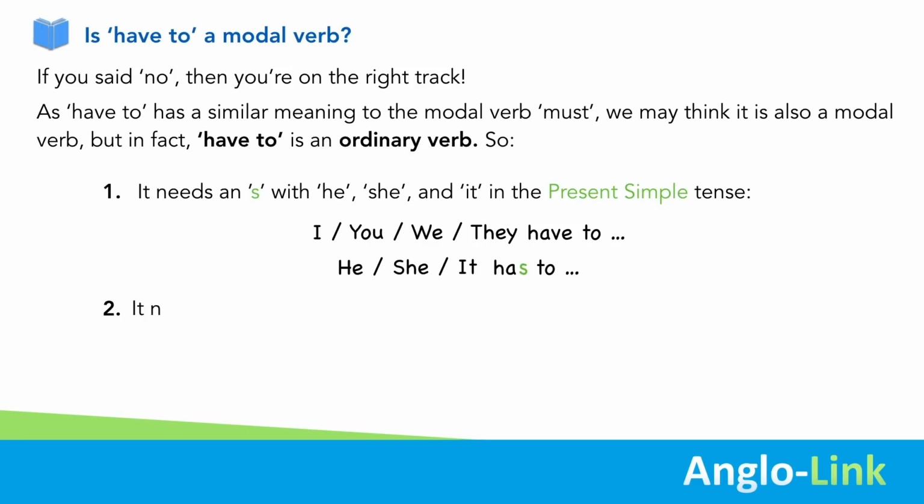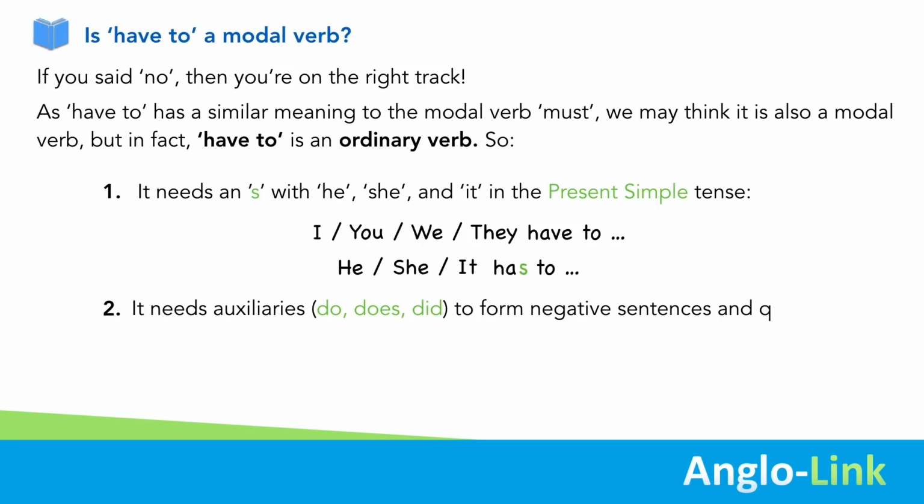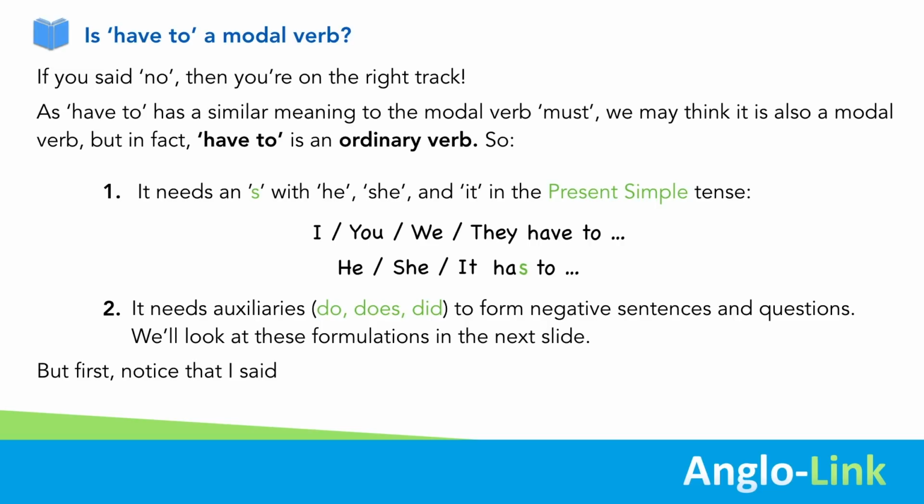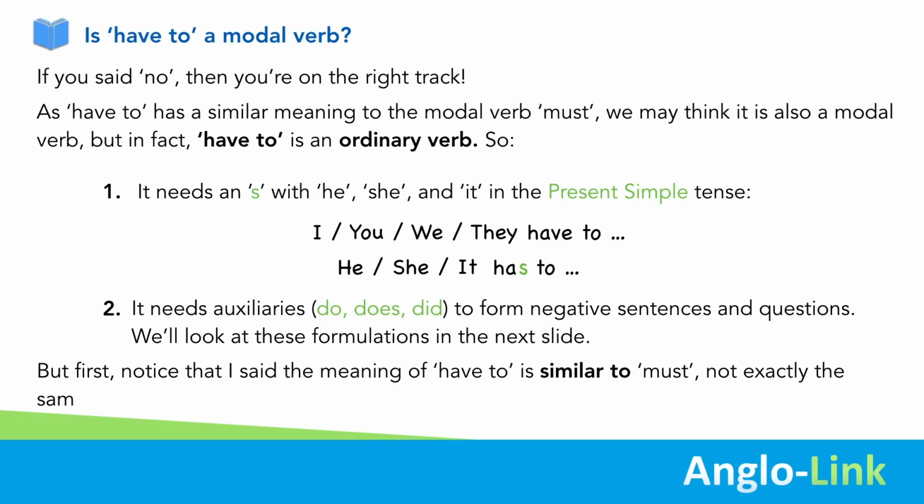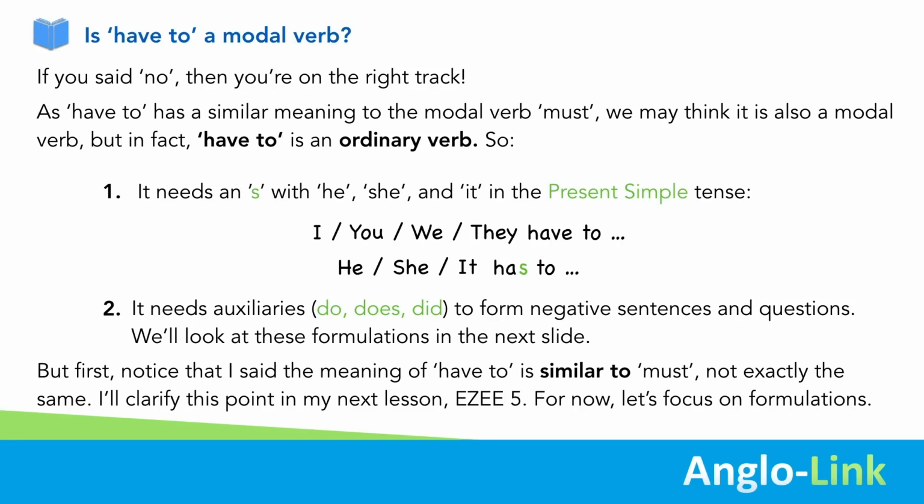Secondly, have to needs auxiliaries do, does, and did to form negative sentences and questions. We'll look at these formulations in the next slide. But first, notice that I said the meaning of have to is similar to must, not exactly the same. I'll clarify this point in my next lesson, Easy 5. For now, let's focus on formulations.